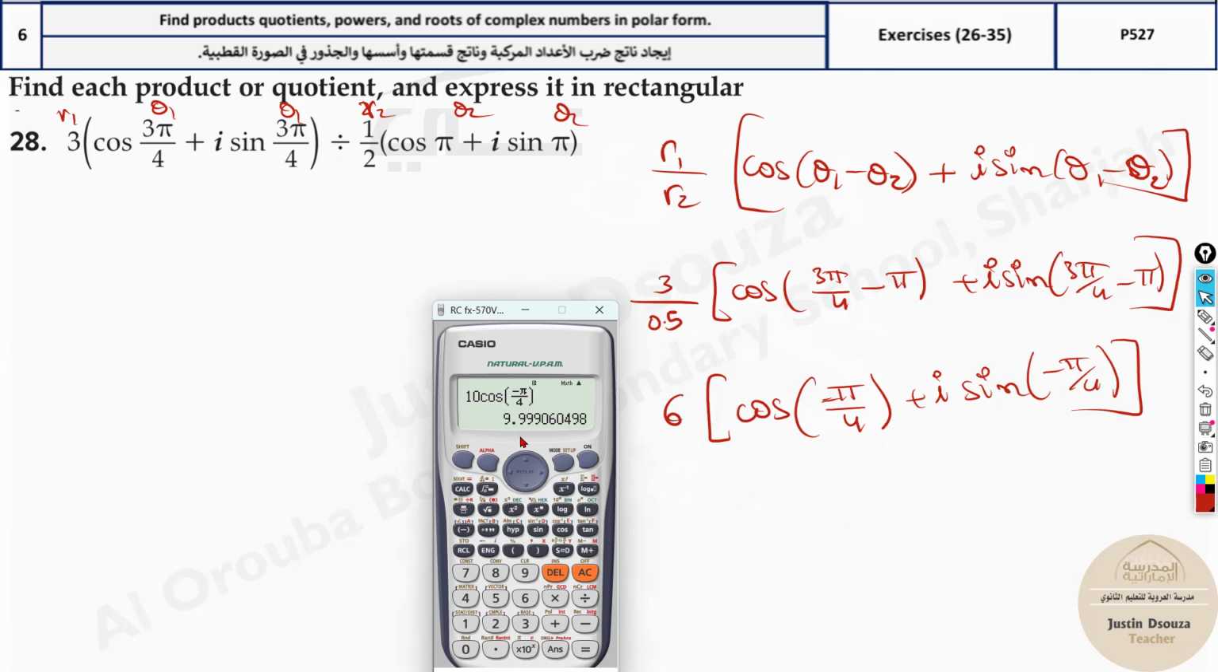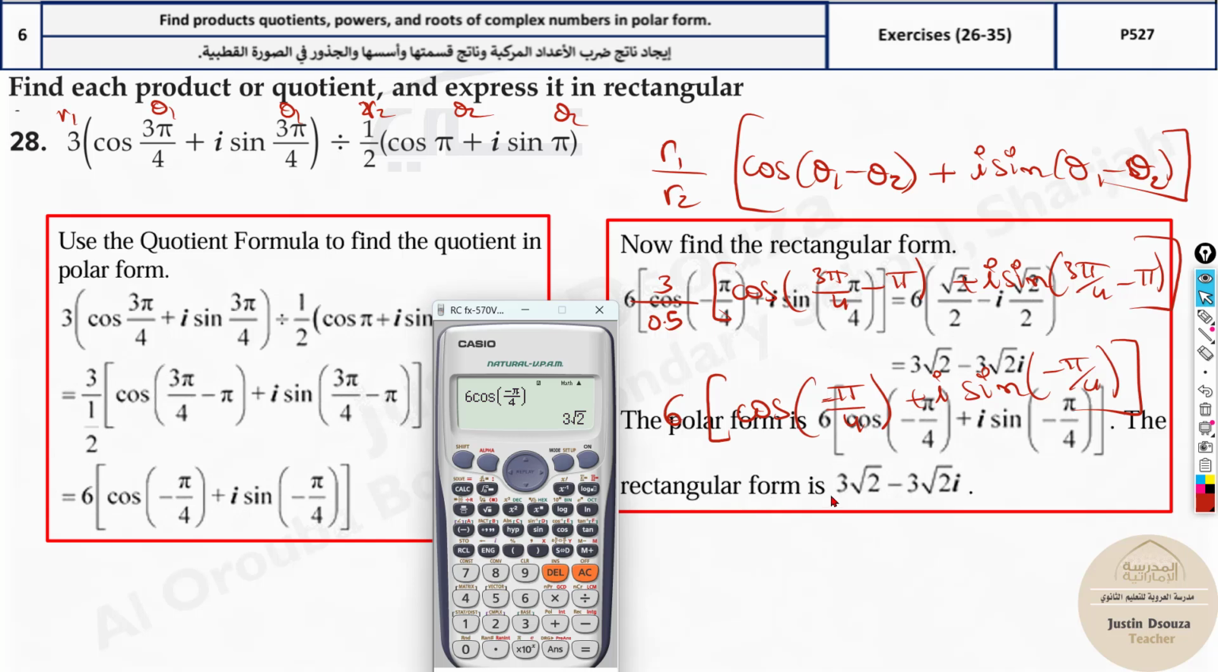Now this is the answer, 9.99. But now shift mode and 4 will give me an entirely different value. It's 5 root 3. Sorry, it's not 10. My bad, it's 6. Okay, over here, this is the answer, 3 root 2. Now that will be the first part of the answer, you can see.